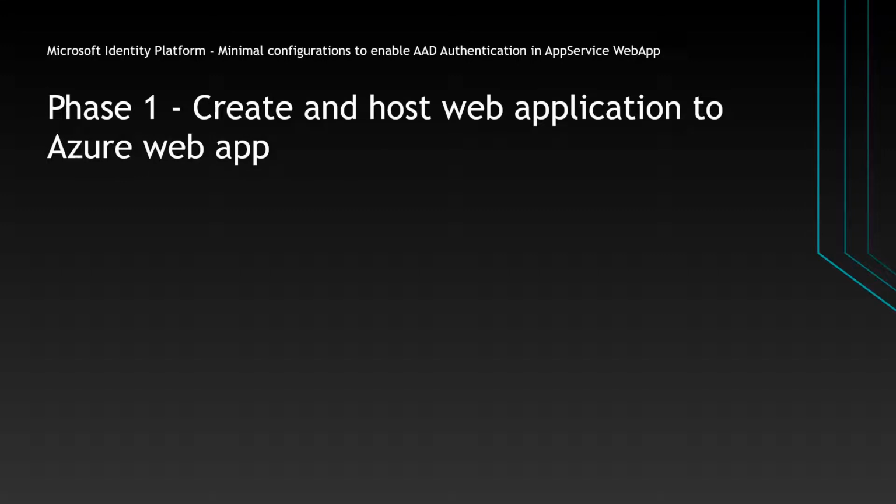This tutorial is divided into 3 phases, and the first phase is to create and host a web application to Azure Web App. The aim of this phase is clear: just hosting a new web application into Azure Web App. After hosting, the web application is expected to be accessible anonymously through the internet by just using its URL. Anonymous means without any login mechanism.